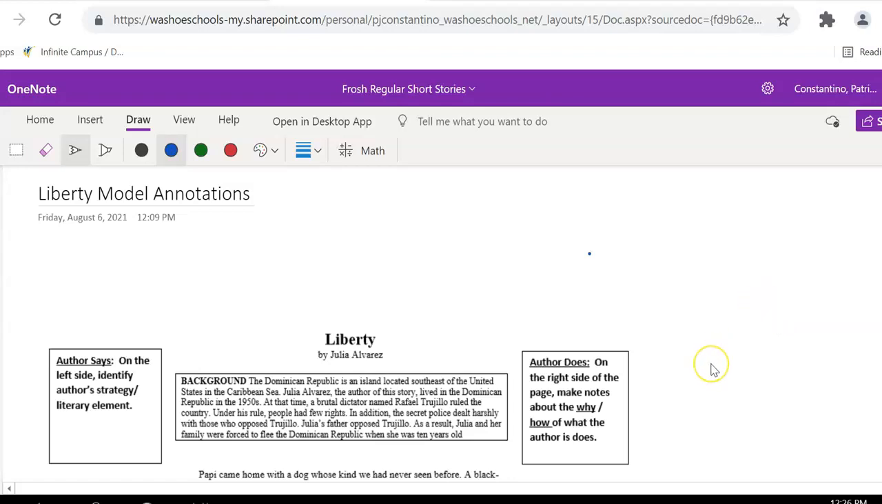Hello everyone, my name is Mrs. Constantino and I will be teaching you how to annotate today. I'm going to be modeling annotations for you on the short story Liberty, which you read for your baseline. And I am going to show you how to annotate for plot today.